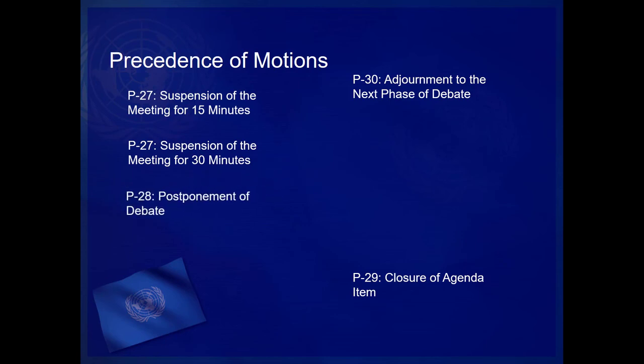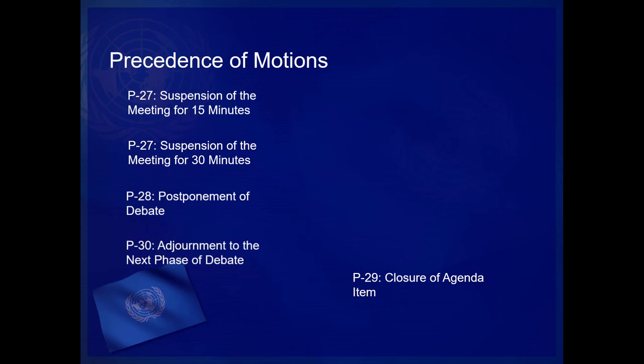If that motion passed, debate would be postponed and the committee would move on to the next agenda item, returning to whatever phase of debate it left. Any remaining motions that had not been voted on would no longer be considered. But if the P28 motion failed, the committee would next vote on the P30 to adjourn to the next phase of debate, in this case, voting block on the current topic.